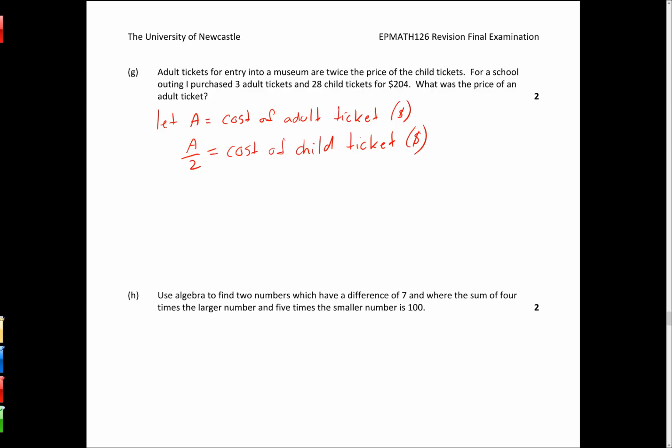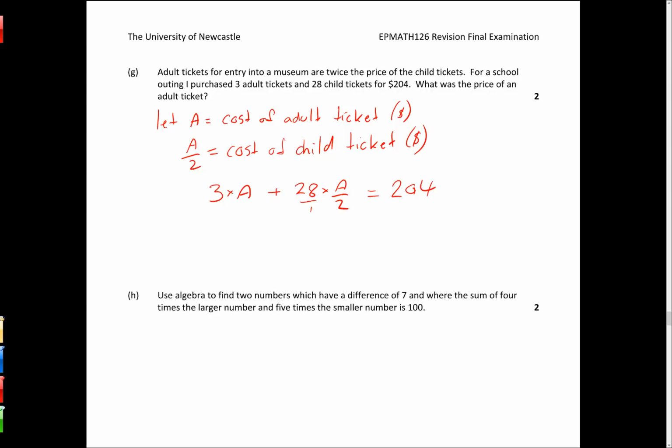For a school outing, I purchased 3 adult tickets. So that's 3 times the cost of $8 each, plus I bought 28 times the cost of a on $2 each, because that's the cost of a child ticket, and that cost me $204. I'm pretty okay with this. Notice here, the 28 is like a 28 on 1.